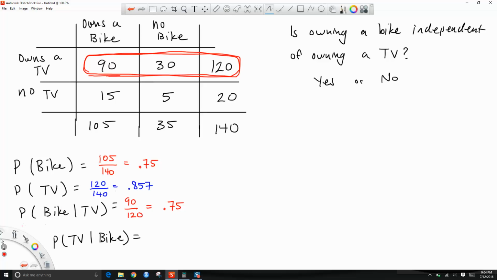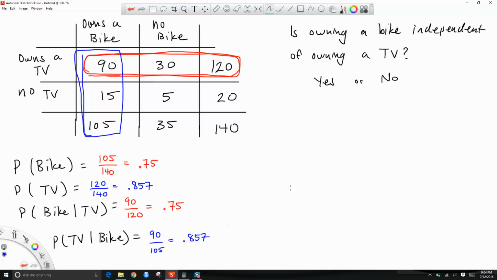Over here, what's the probability that someone has a TV if we know they have a bike? We're limiting ourselves just to this column of those people who have bikes, and our answer here is 90 over 105, which is 0.857.